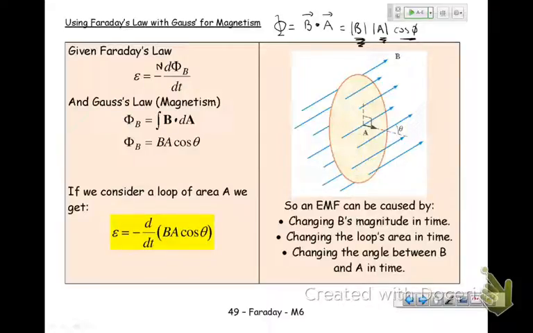So then we say, okay, let's consider a loop of area A, which has an area vector, and magnetic field B, and my EMF is equal to minus N d by dt of BA cosine theta. Yep. So an EMF can be caused by changing the B's magnitude in time, changing the loop's area in time, or changing the angle between B and A in time.